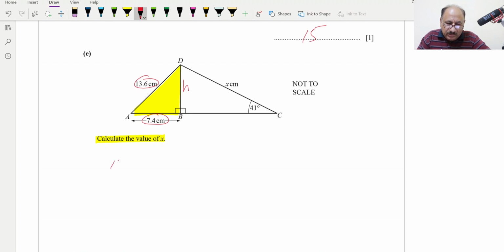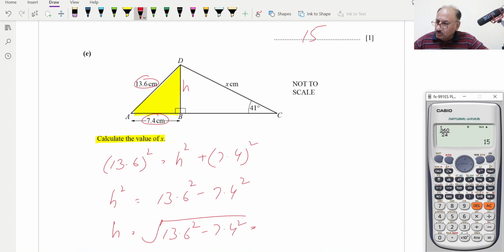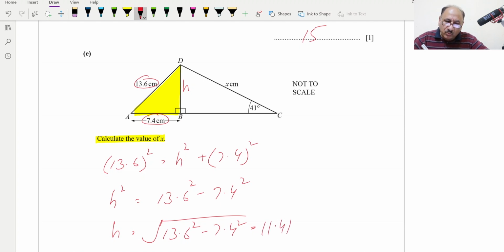So we can write 13.6, which is the longer side, 13.6 squared is equal to h squared plus 7.4 squared. This is the Pythagoras theorem which we have applied. Now h squared will be equal to 13.6 squared minus 7.4 squared. So h will be equal to the square root of 13.6 squared minus 7.4 squared, and this will give us 11.41. So we got this h value.